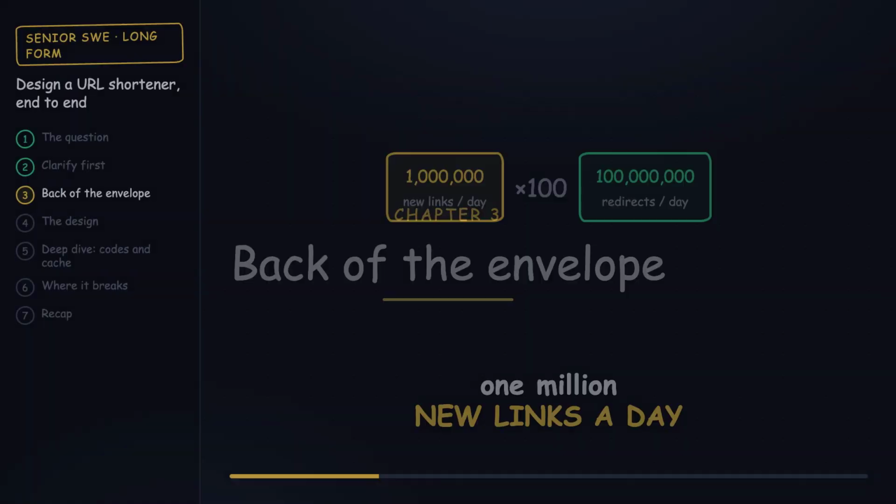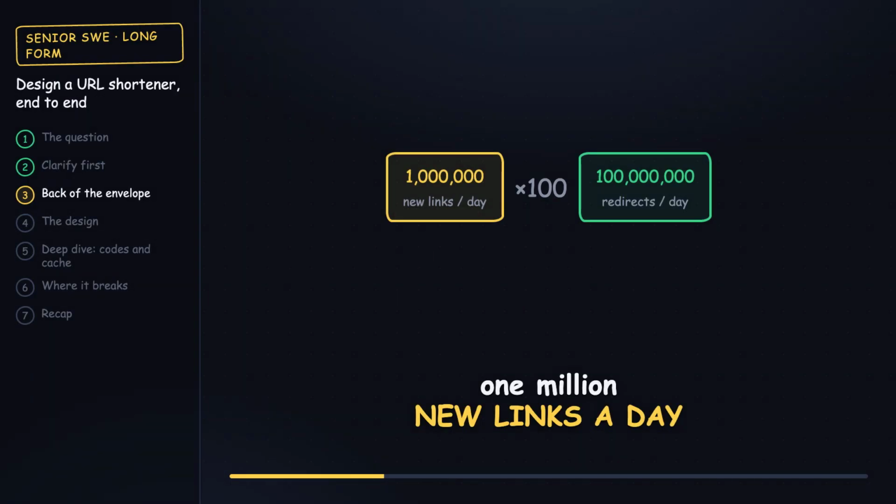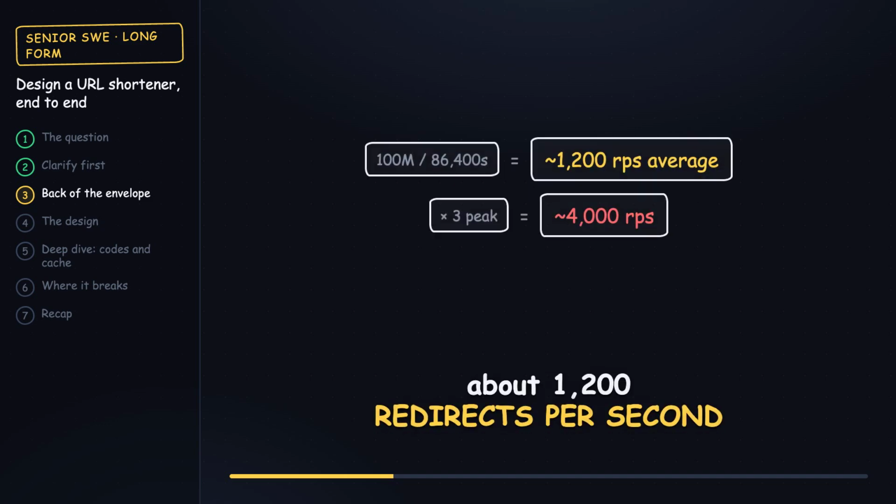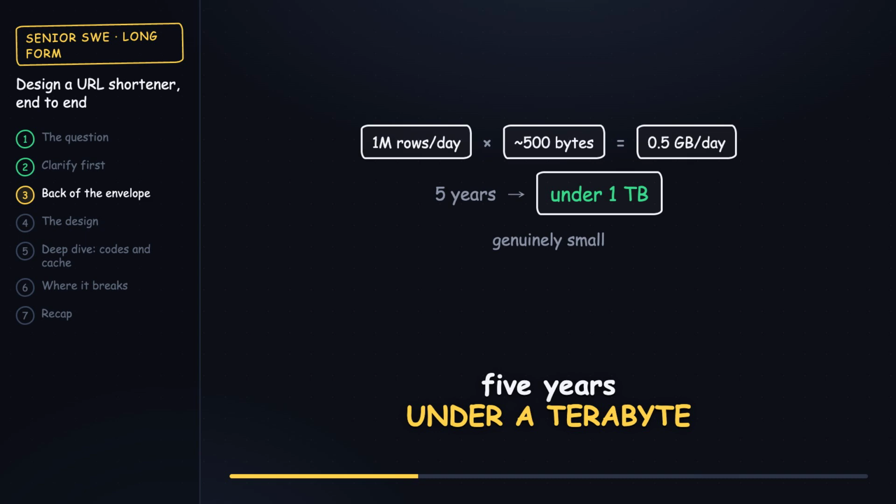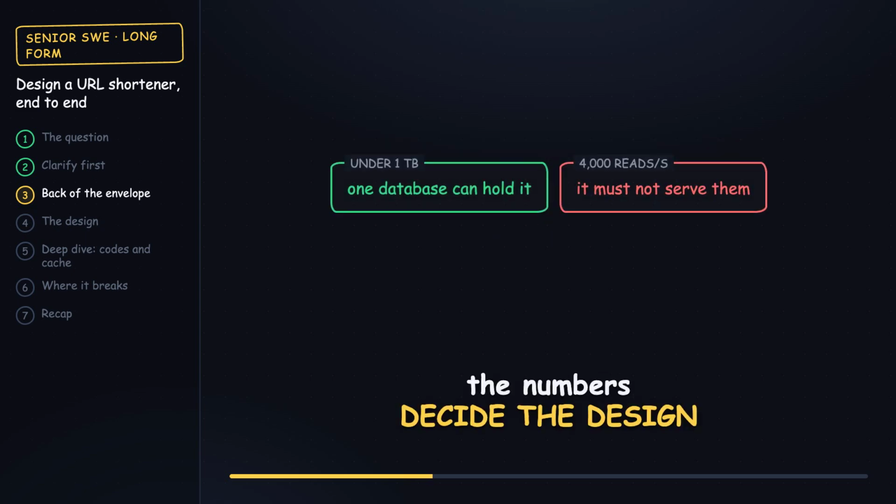Now some rough numbers, and assume 1 million new links a day, which with a 100 to 1 read ratio gives 100 million redirects a day. 100 million a day is roughly 1,200 redirects per second on average. And if peak is 3 times average, you are designing for about 4,000. For storage, 1 million rows a day at around 500 bytes each is half a gigabyte a day. So 5 years is under 1 terabyte, which is genuinely small. And that is the point of estimating, because under a terabyte means one database can hold it, while 4,000 reads a second means it must not serve them.